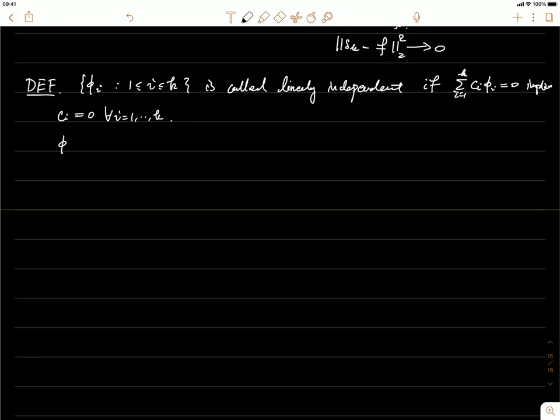And if we have an infinite set, where k is any natural number, we call this linearly independent if any finite subset of this family is linearly independent.